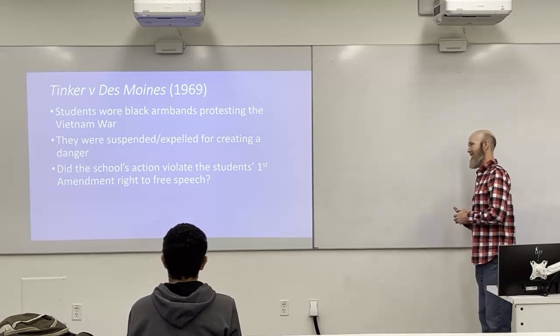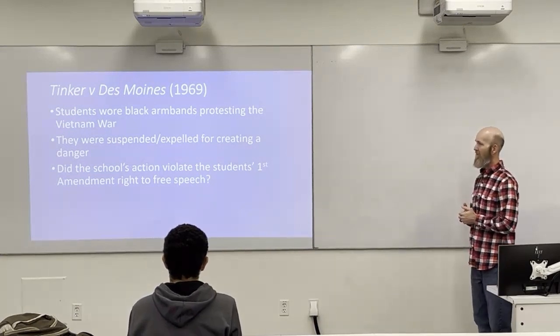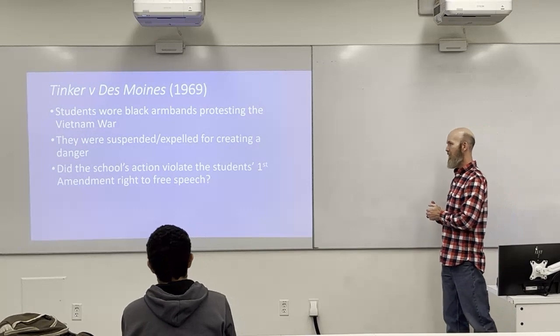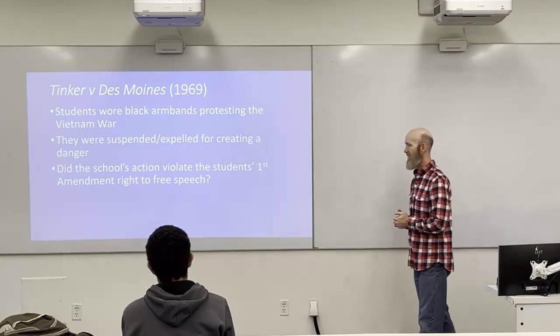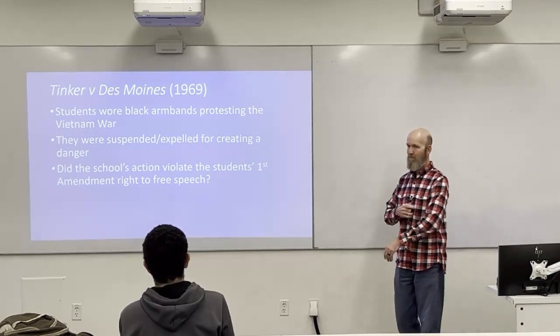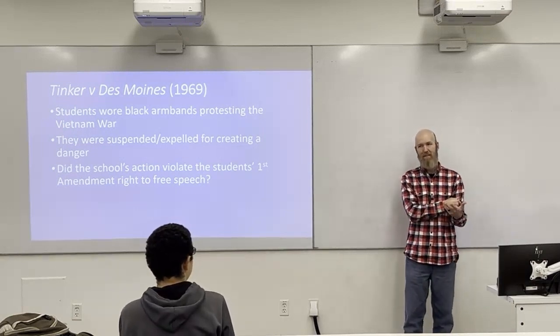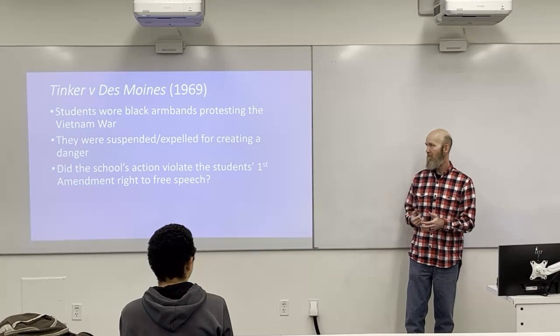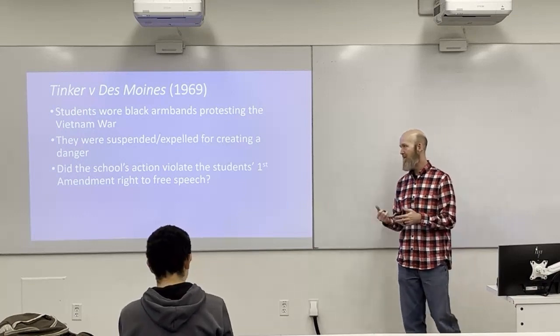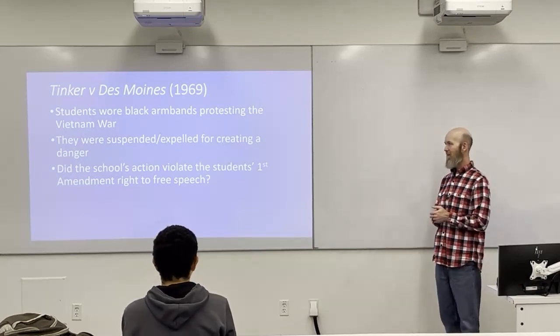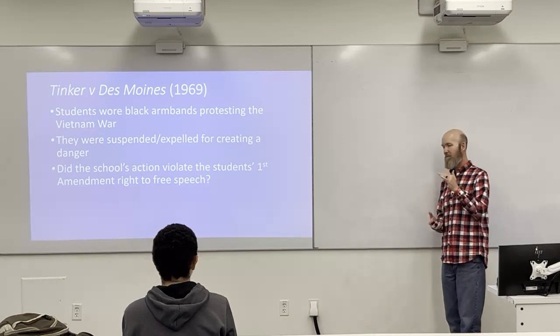Later on in the 1960s, we have a court case called Tinker v. Des Moines School District. These are high school students who wore black armbands. Black armbands were traditionally a sign of mourning, something wrong. They wore the black armbands with a peace symbol on them to protest the Vietnam War. They were suspended or expelled.